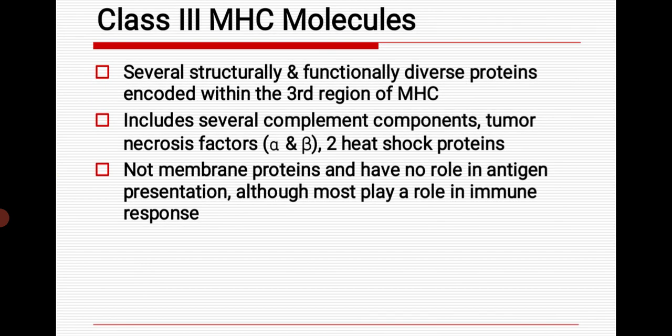In addition to these two classes of MHC molecule, a third class is there, and it has a role in complement components, and it produces tumor necrosis factor, that is alpha and beta. It produces heat shock proteins, and these are not a membrane protein or membrane glycoprotein, and so they have no role in antigen presentation.